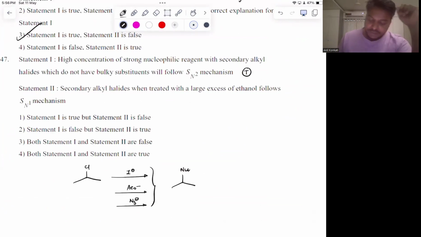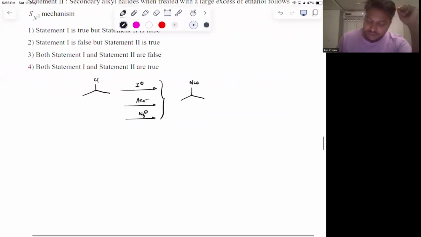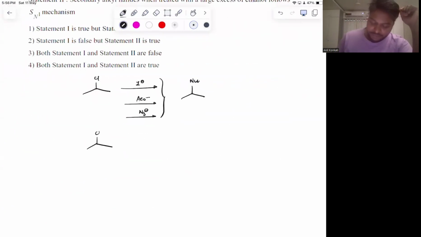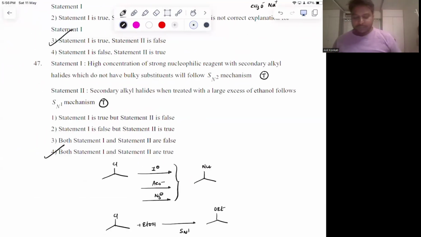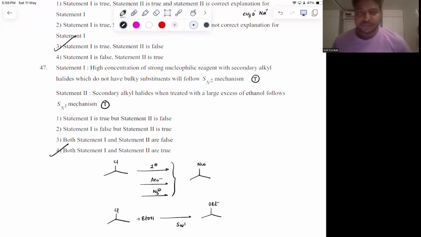True. Second statement: secondary alkyl chloride when you treat with a large amount of ethanol, EtOH, definitely we can expect this to become OEt, but this is via SN1 mechanism. So this is also true. So both the statements are true here. So this one is correct. Clear?